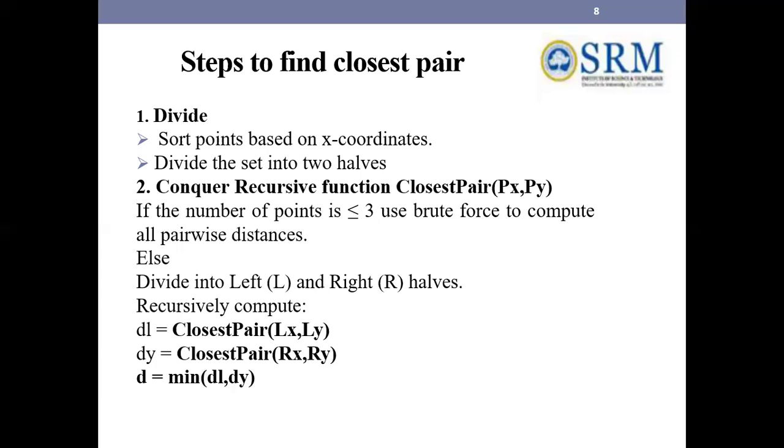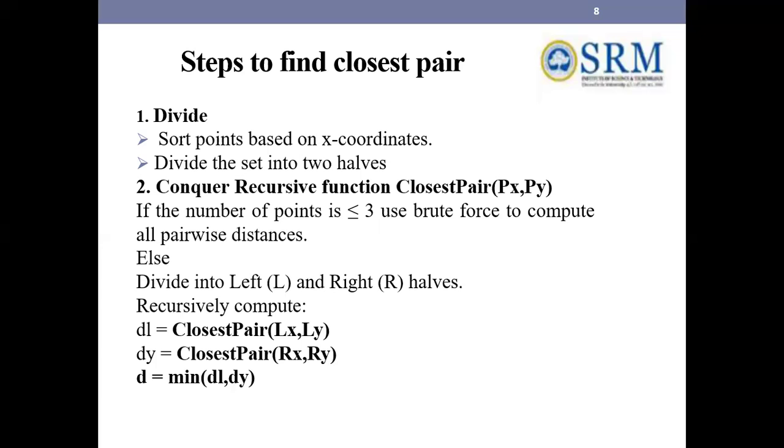If the number of points is less than or equal to 3, we can't apply the divide and conquer approach; we have to go for the brute force approach. If the number of points is greater than or equal to 4, we can go for the divide and conquer approach. In that case, divide the points into a left side area and a right side area, two halves, and apply the recursive algorithm.